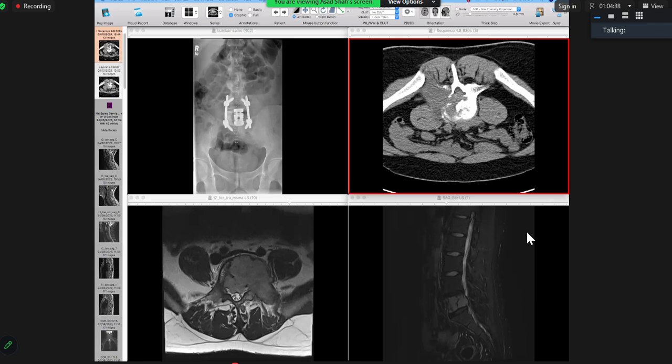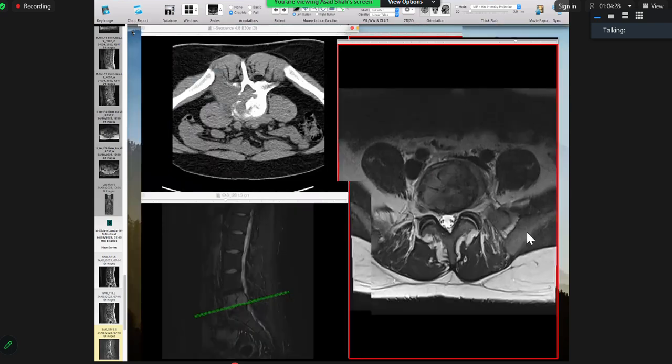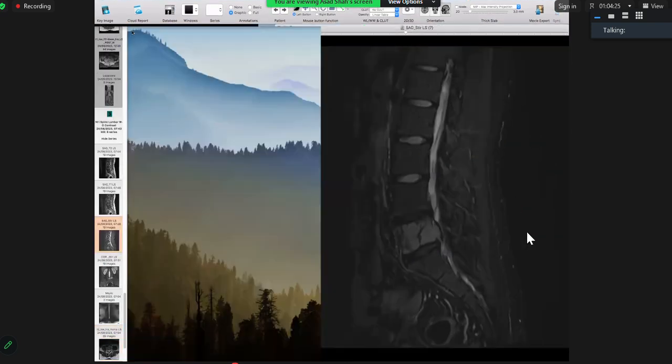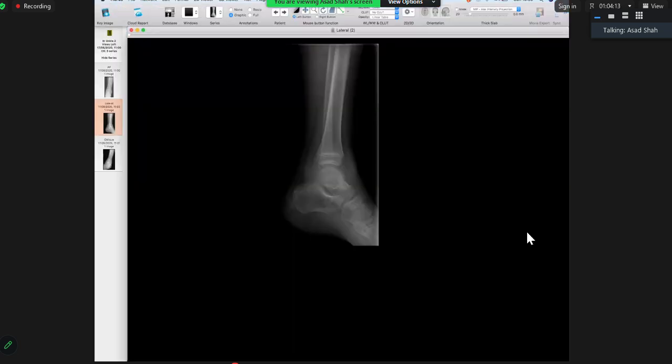Okay, next case for you, I'm going to bring up just a second. Okay. So let me close this. That's okay. You did so much good on the ankle. I'm going to show you this ankle now, the last case for you.